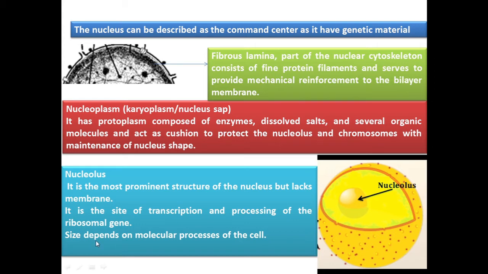Now its size depends on the molecular processes of the cell. The activity of the cell decides the size of the nucleolus. If the cell is dividing, we all know that after prophase the nucleolus starts disappearing. And if the cell is in an active phase, if it needs RNA synthesis, transcription or processing of genes or any metabolic activities, then the size of the nucleolus will increase and will help the nucleus command the cell for different functions.